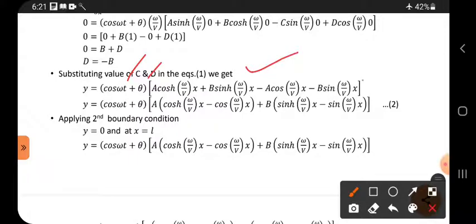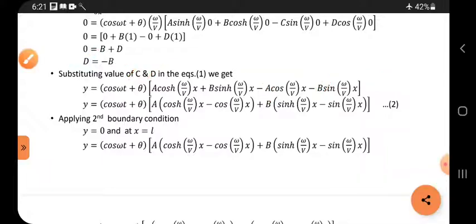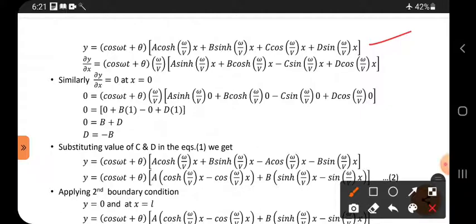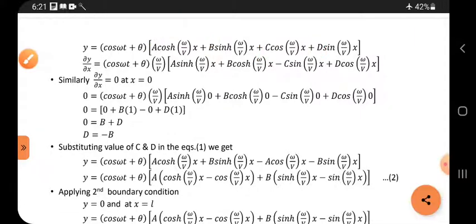What is the equation 1? In equation 1, in the place of c there are c terms. So in the place of c, a is substituted, and in the place of d, minus b is substituted. If you observe equation 1, there is no change here, but in the place of c it is c minus a, and in the place of d it is d minus b.